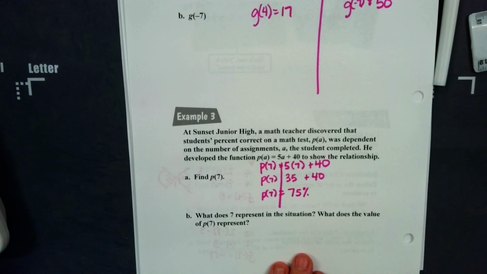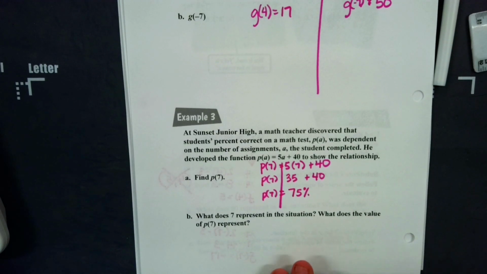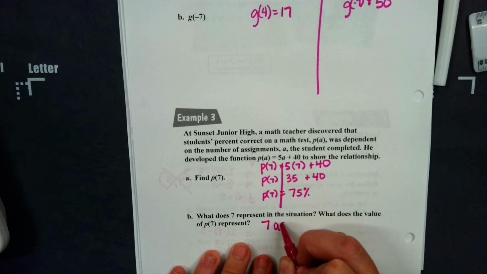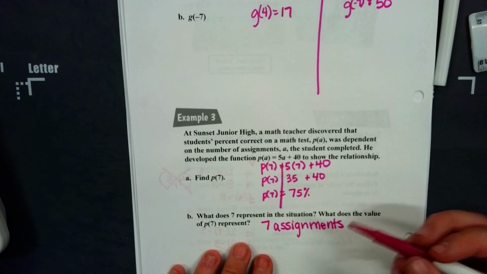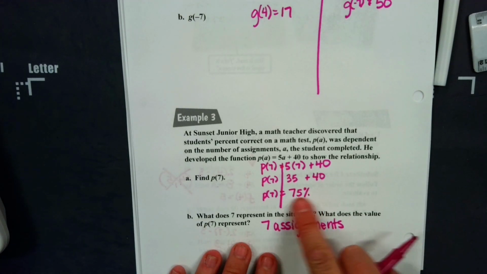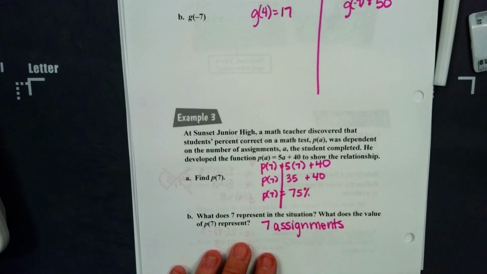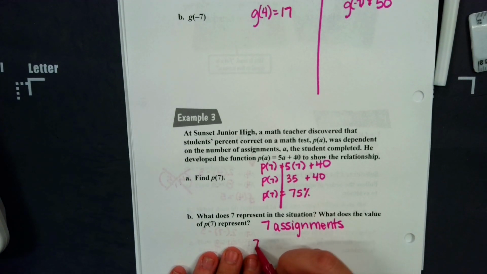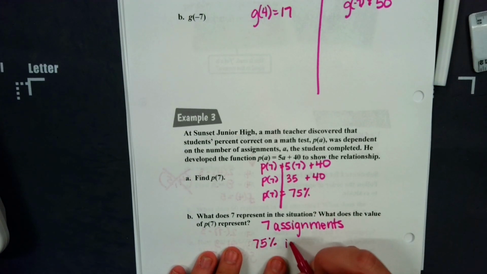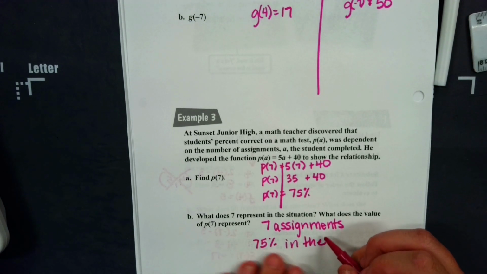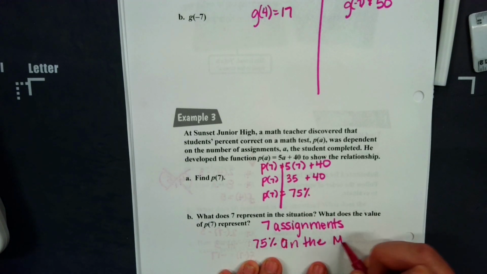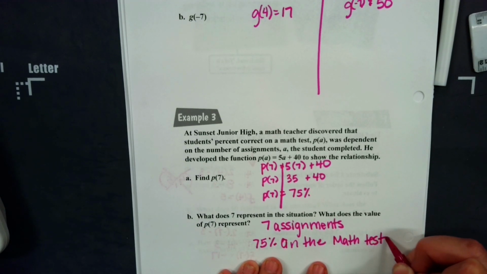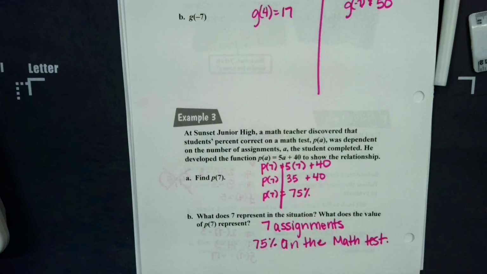What does the 7 represent in this situation? So what's a 7 mean? 7 assignments. What does the value, my answer, represent? Percentage. Yep. On the math test. You'd get a 75% on the math test.